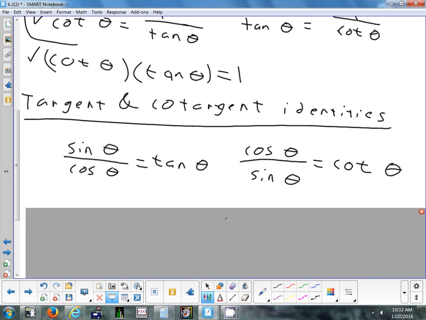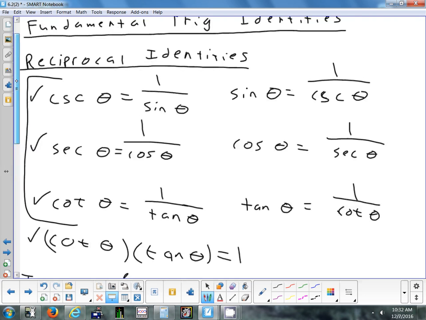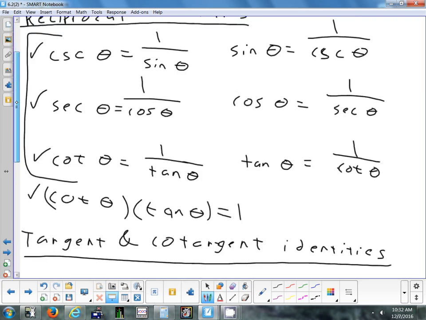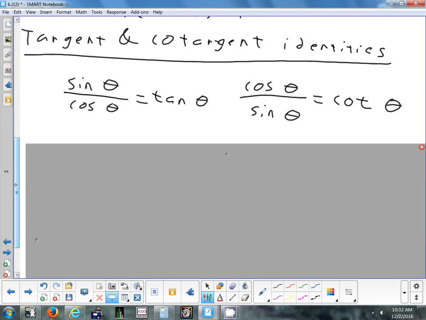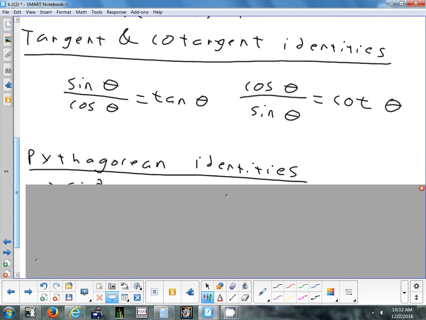Okay, so that's the second group of the fundamental identities. We have the reciprocal, the tangent and cotangent, and the last group is the Pythagorean. We are not using the Pythagorean at all today. The only reason I'm giving you them is so you have all the fundamental identities in the same spot in your notes. But for today, I'm not going to explain them. You don't have to worry about them.